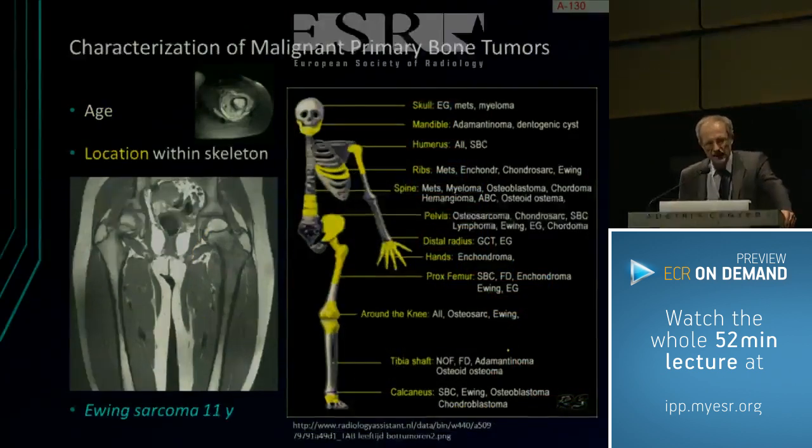So we will also look at the location within the skeleton. So we have a diaphyseal lesion, and when we look in the proximal femur, only the malignant Ewing sarcoma is mentioned. Other tumors have other preferential locations.